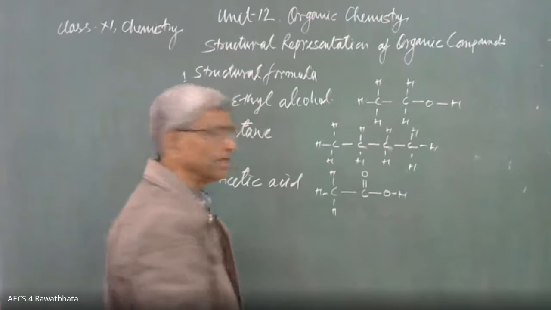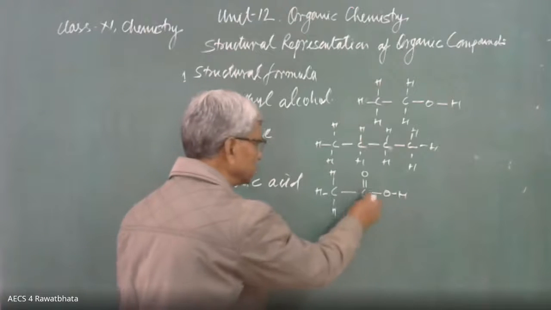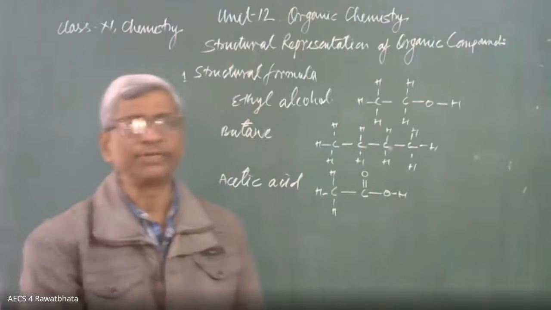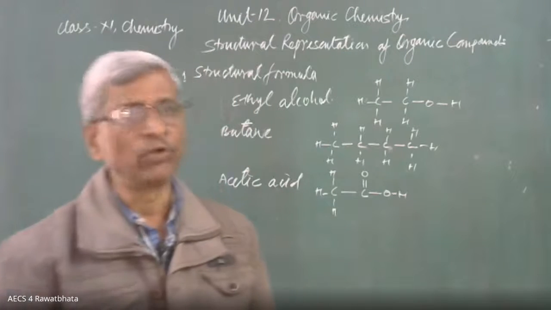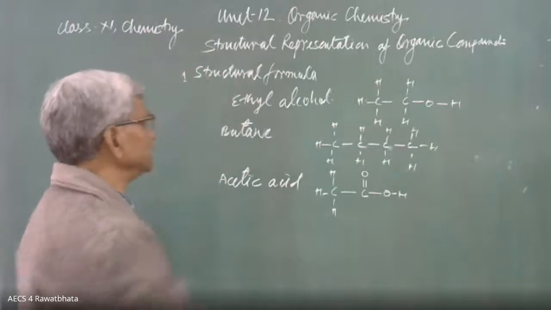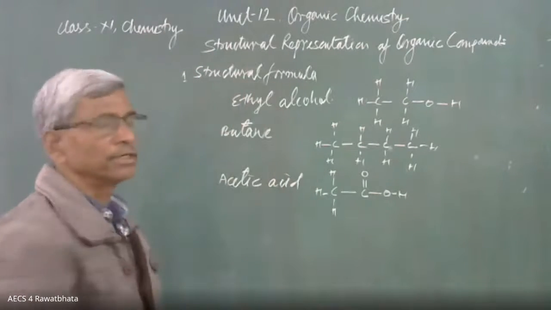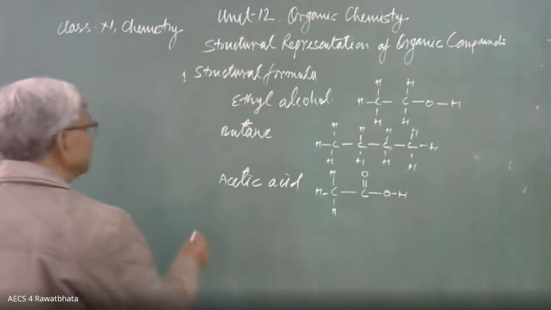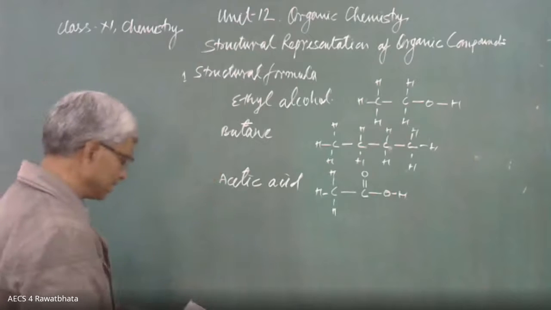You can count the carbon atom's bonds. Here is 1, 2, 3, 4. Carbon tetravalency is complete. That care we have to take while writing this formula. Tetravalency should be clarified. This is called the structural formula of the compound. Okay, beta? The second is condensed formula.